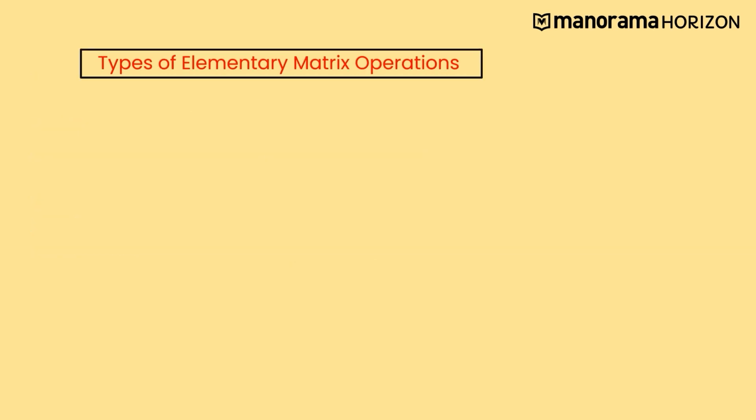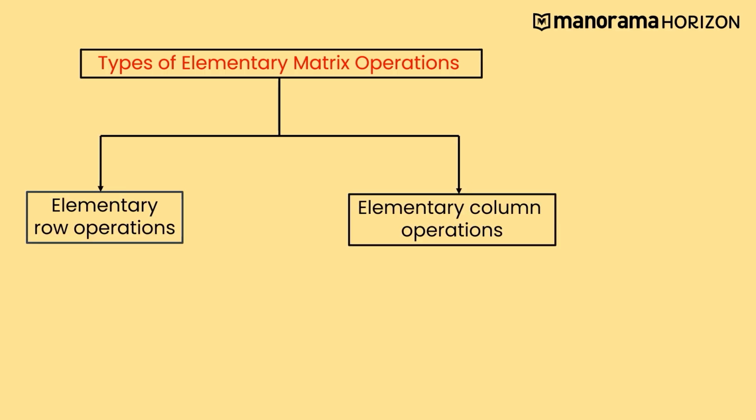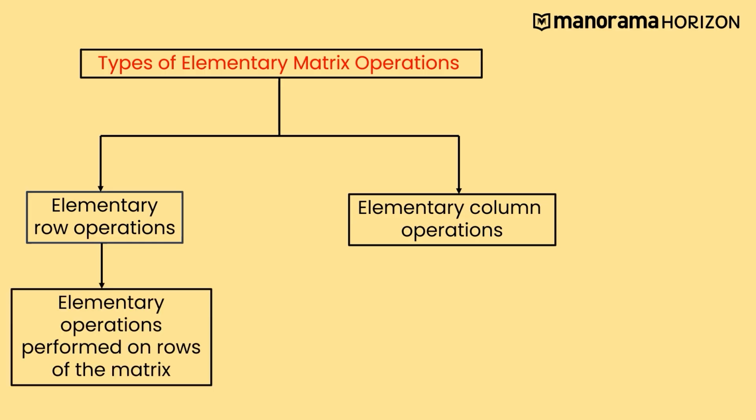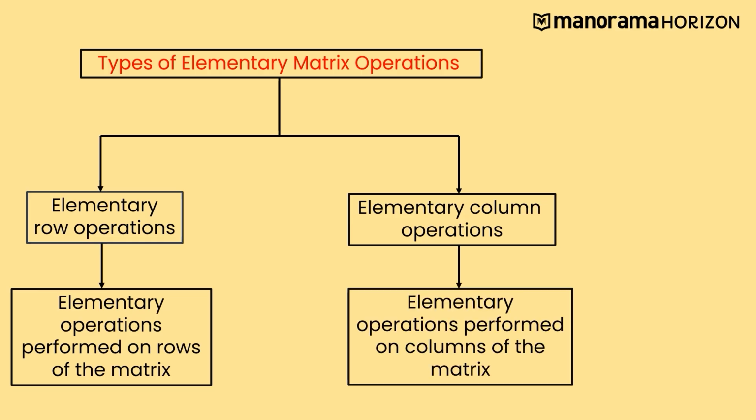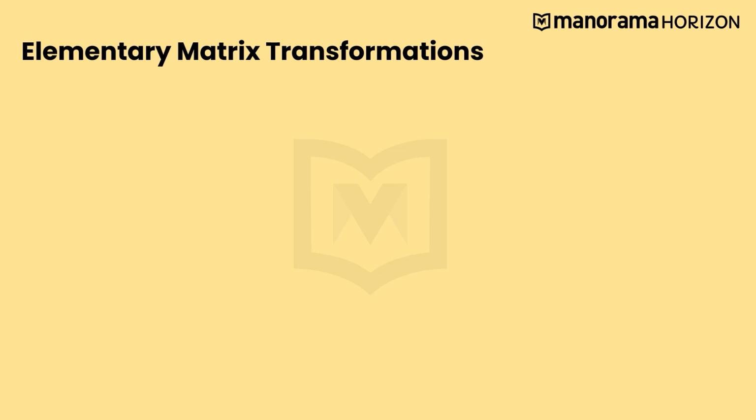There are mainly two types of elementary matrix operations, that is, elementary row operations and elementary column operations. The first one, elementary row operations, are operations that are performed on the rows of the matrix, while the second one, elementary column operations, are operations which are performed on the columns of the matrix. There are mainly three basic transformations or operations that can be done on a matrix.